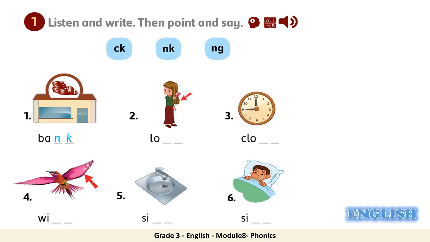Now you can listen to the rest of the words and complete the activity. Are you ready? Let's see if you are going to get the star or not. Workbook, Module 8, Phonics. 1. Listen and write. Then point and say.